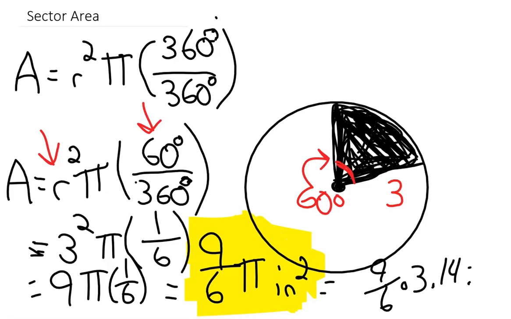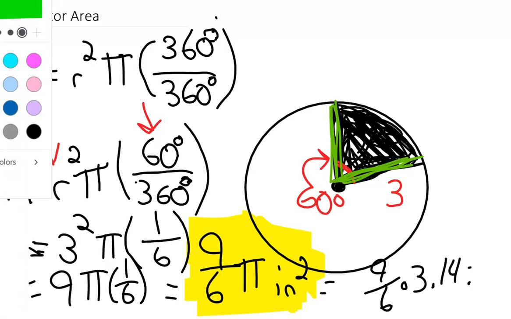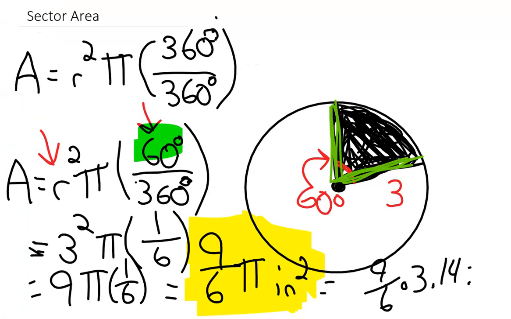So we've got to understand that we're only working with a sector of this circle, which translates to only using a portion of that circle when we're talking about the degrees. So instead of 360 degrees, we're going to use 60 degrees. So that's my sector area.